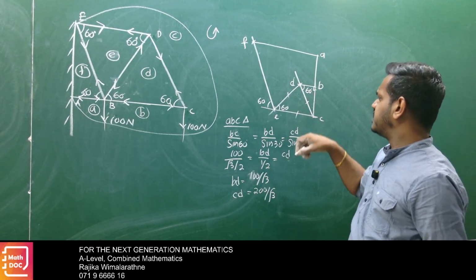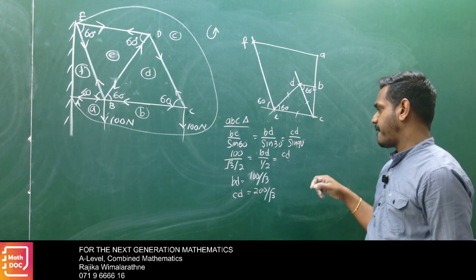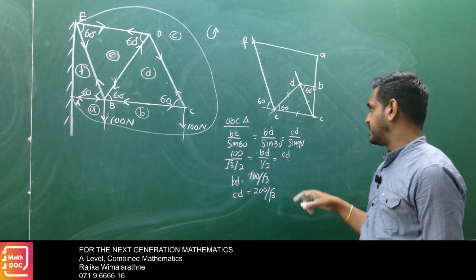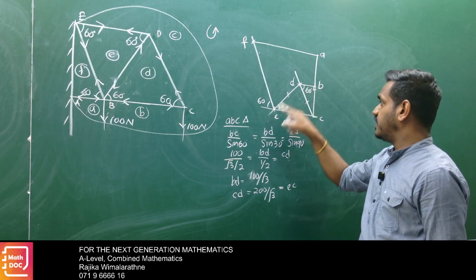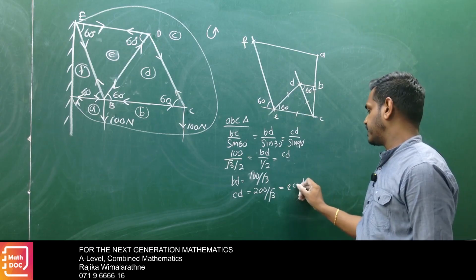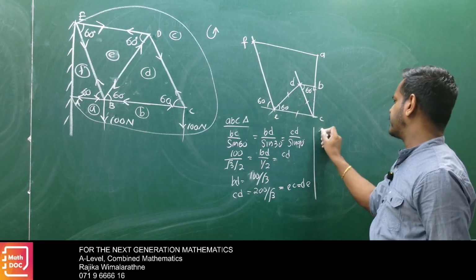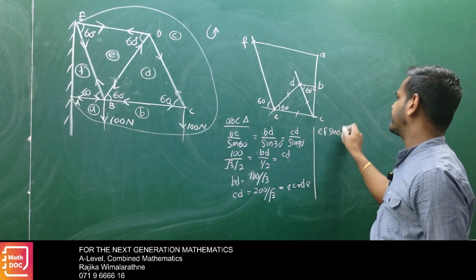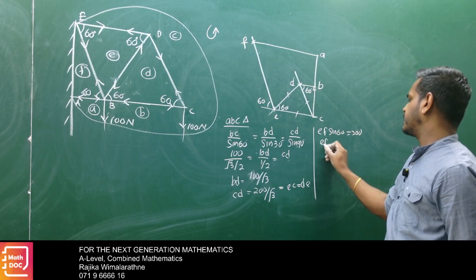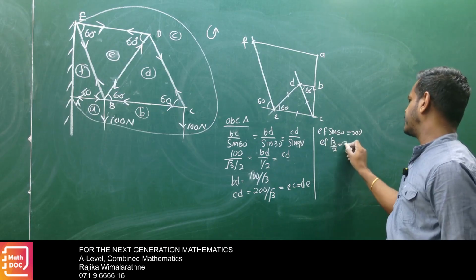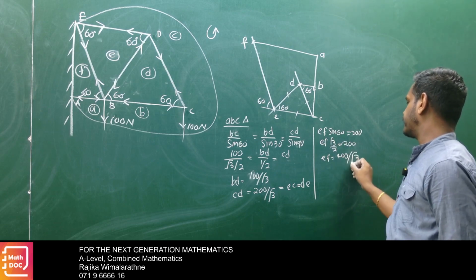Then here equilateral triangle. DC, no? DC equal EC equals DE. Then here EF sine 60, 100, 100, 200, root 3 over 2, 200, EF 400 over root 3.